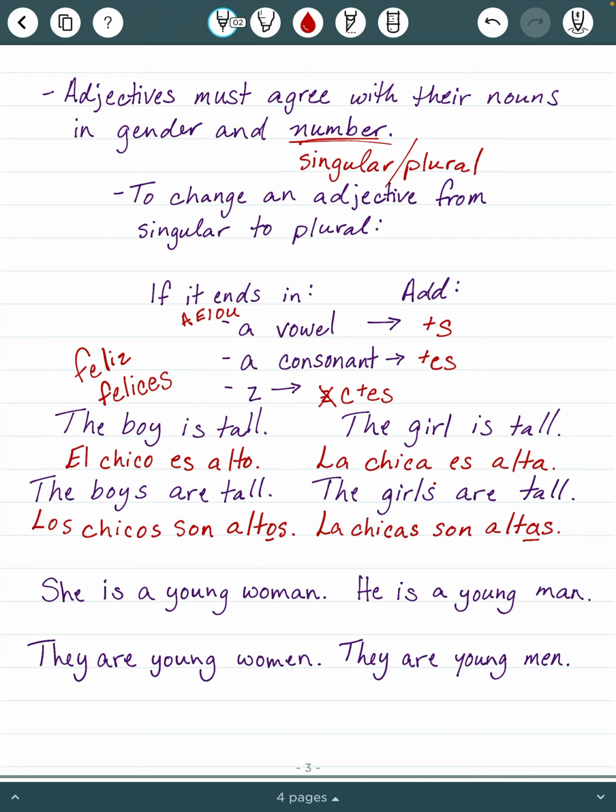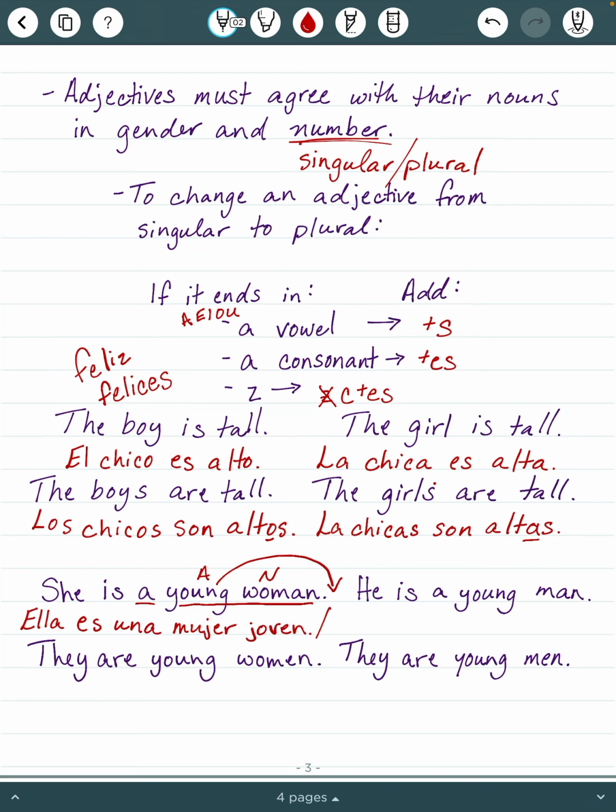All right, next up, she is a young woman, he is a young man, and the plural versions of those. So to say she is a young woman, she is ella es a. Remember, we want the feminine word for a. So una. Now, young woman, young is an adjective, woman is a noun. We need our adjective to go after the noun. So una mujer joven.